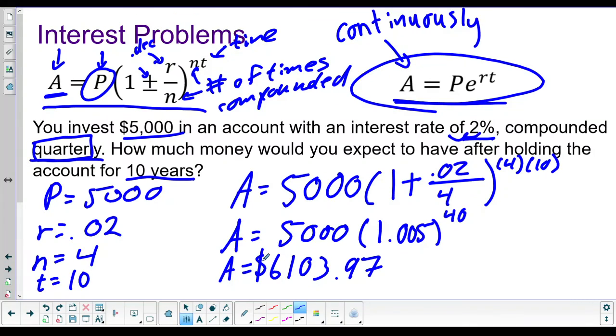$6,103.97. So we gain $1,100 just for not touching money. Just for being patient, they're going to give us $1,100. Sounds like a pretty good deal to me.